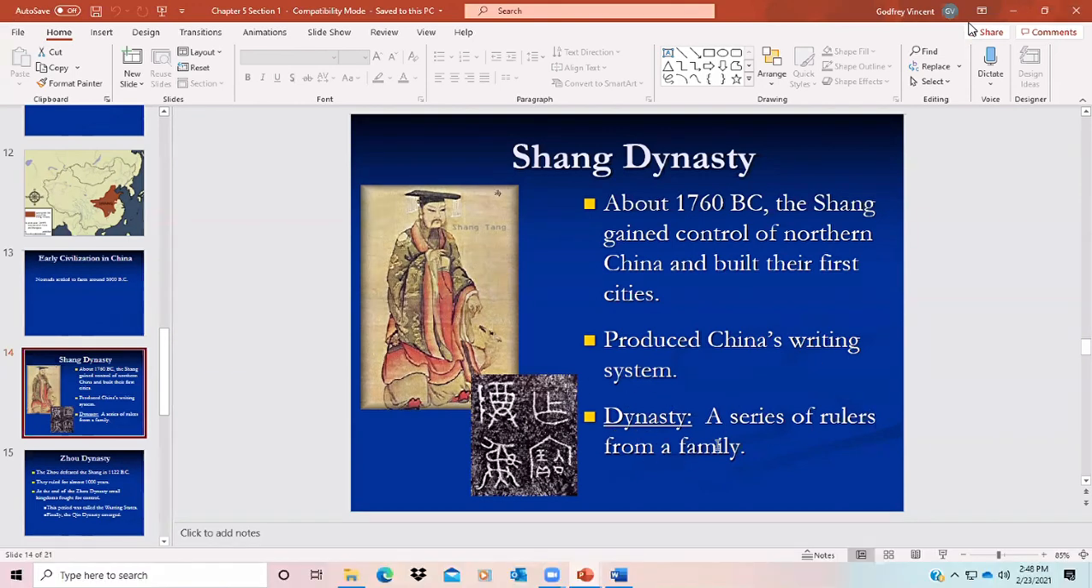So what is a dynasty? A series of rulers from a family. That's a dynasty. So the Shang, now other groups are living there. The Zhou is also living there, but the Shang dynasty takes control of that part of China.